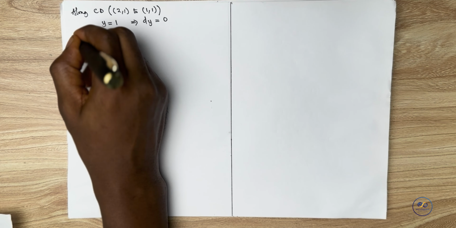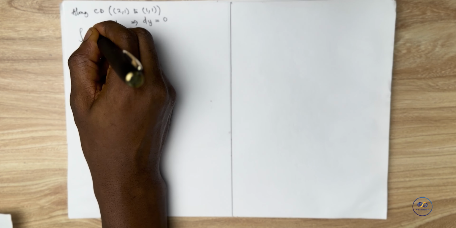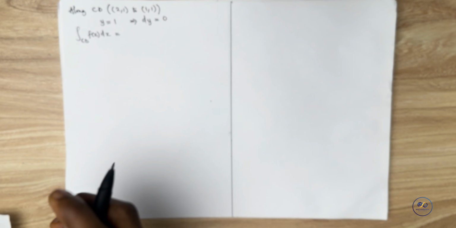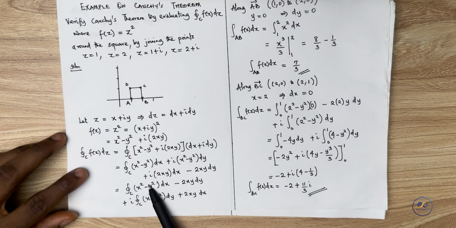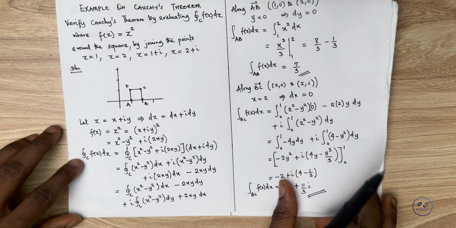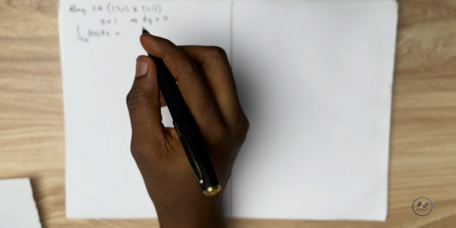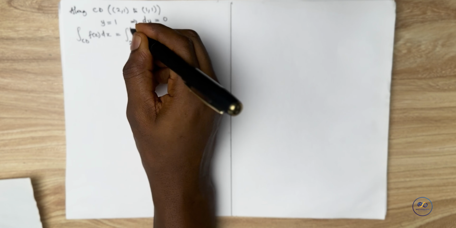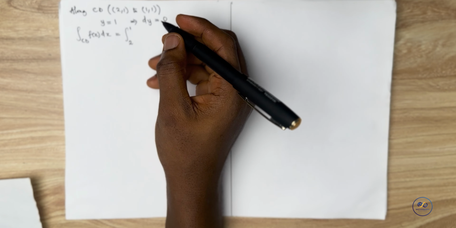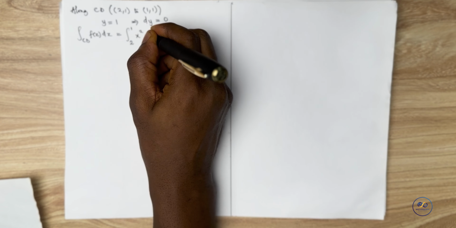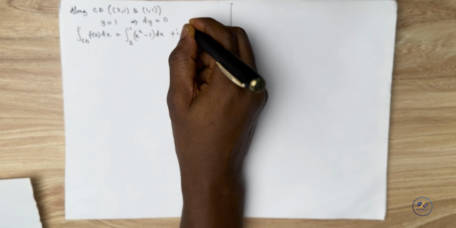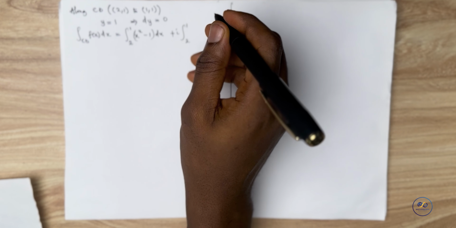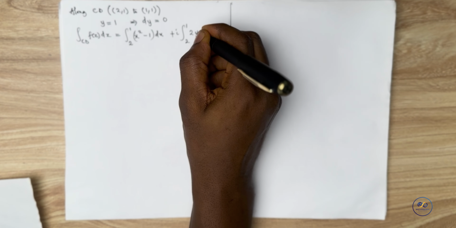So what would the integral along CD of f of z dz look like? Well, we realize that since dy is 0, this and this will vanish, and we'll be left with these two. So we can just simply evaluate along those two. Now, remember, the x value is changing from 2 to 1. So the lower bound is 2 and the upper bound is 1. So what we would have left is the integral of x squared minus 1 dx, and then on the other side, plus i integral from 2 to 1 of 2y dx.